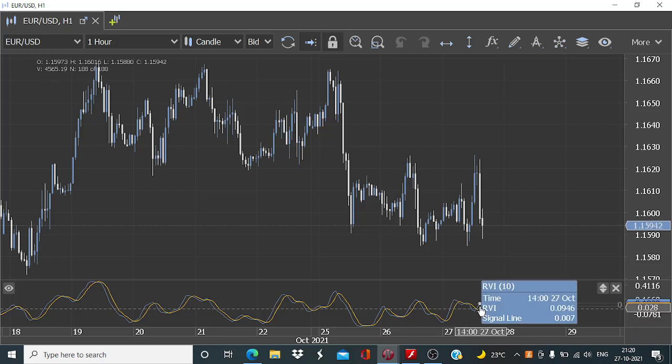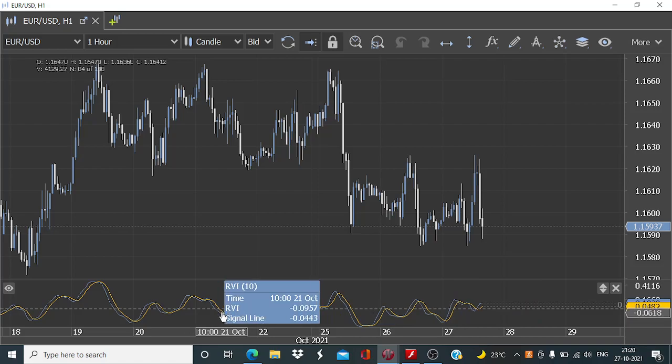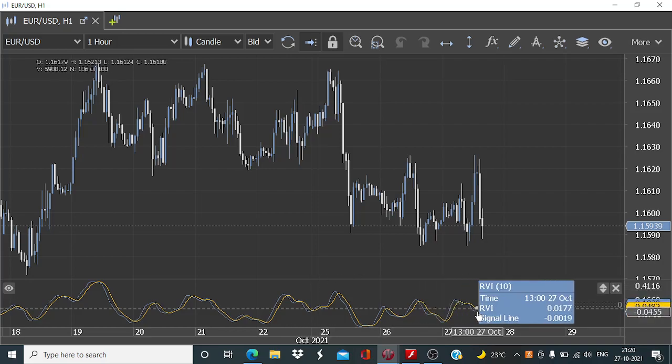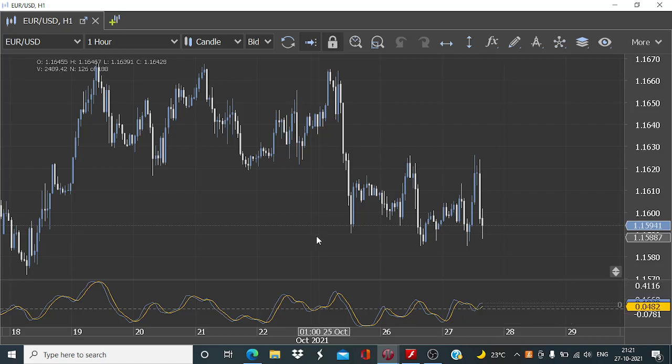We will need the RVI value 6 hours back to be below zero, and also it should have been below the signal line. That means that in the last 6 hours the momentum has now shifted to the bullish side, and we have more chance of it being sustained for the next few hours. So we will have a higher probability of ending up in a profitable environment, in a profitable trade.